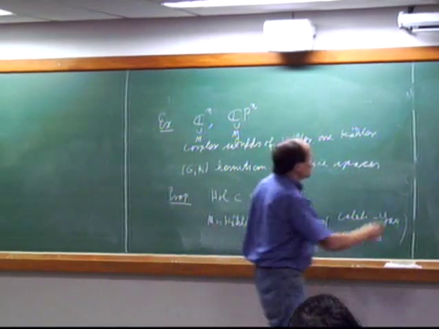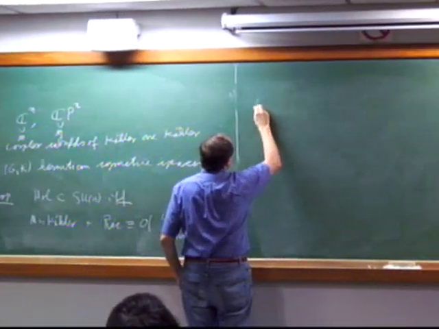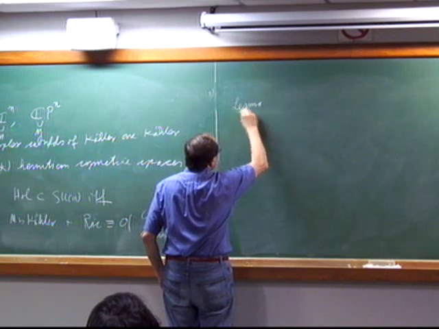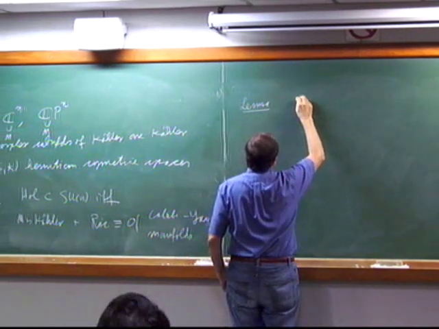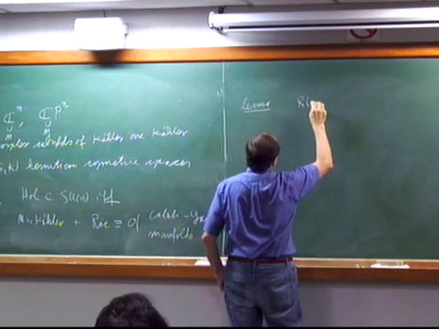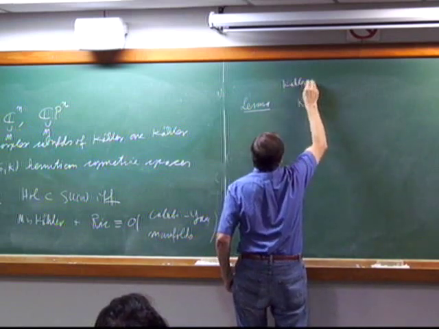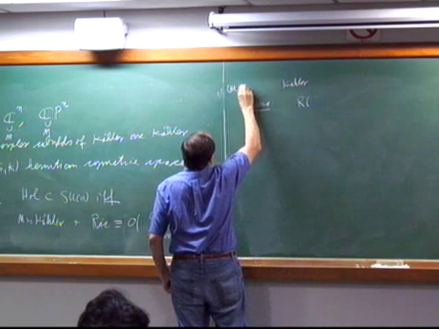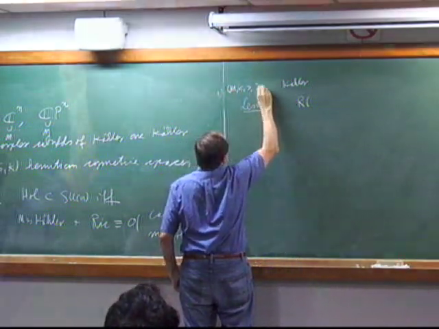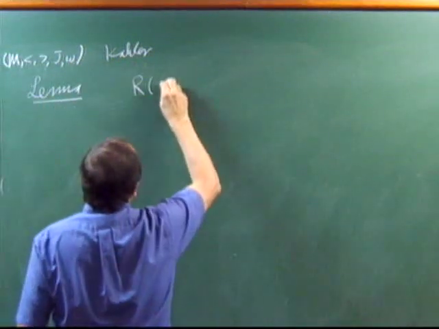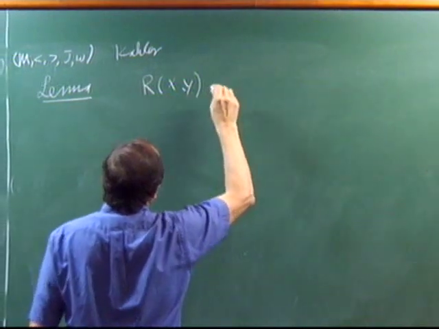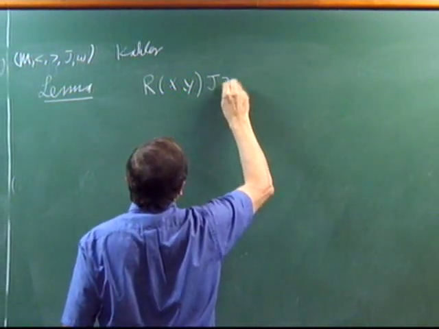Okay, to prove this proposition, let's prove the following lemma. So these are properties of being Kähler. So my assumption here is Kähler. One is these are certain compatibilities of the curvature tensor with a complex structure.